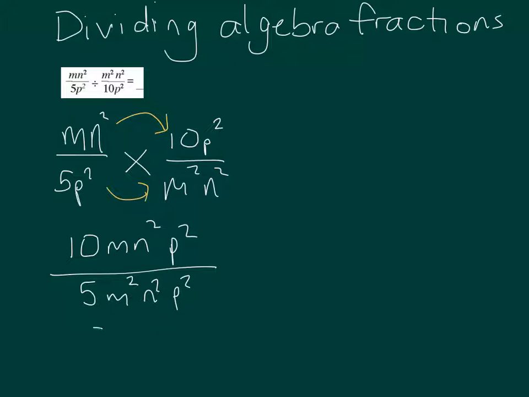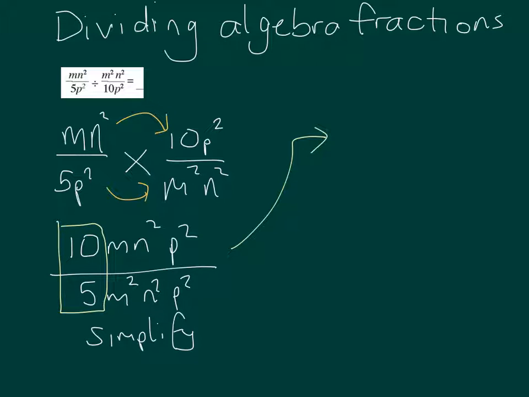Now we have to simplify. We have to simplify each of those terms in this fraction. So first of all, we're going to deal with the numbers, then we're going to deal with the m's, then the n's, and then the p's. So, first of all, if I put a box around the 10/5, and we're going to put our answer up to here, what's 10 divided by 5? What's that simplified as a fraction? Well, that's 2/1, isn't it? 10/5 is the same as 2/1.